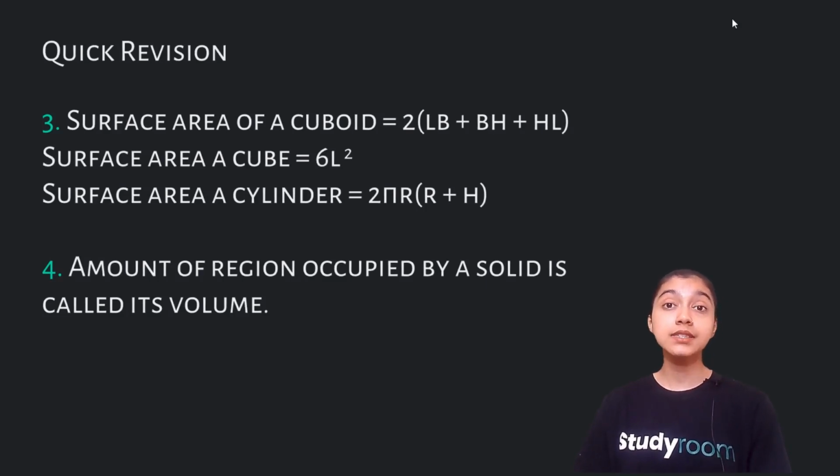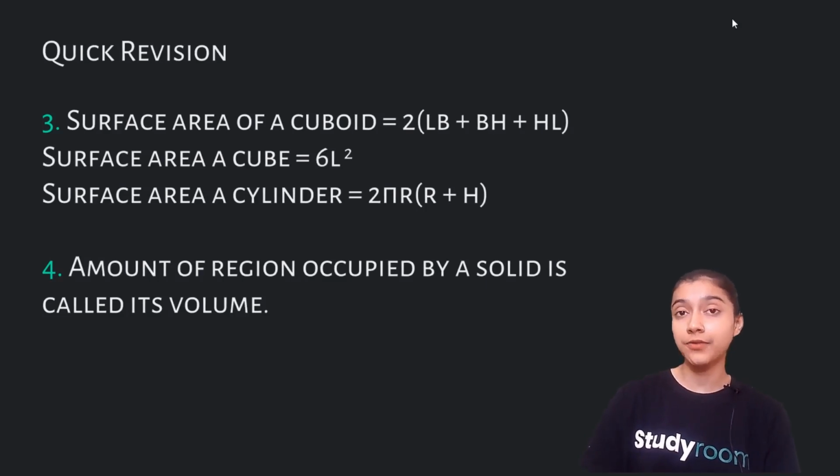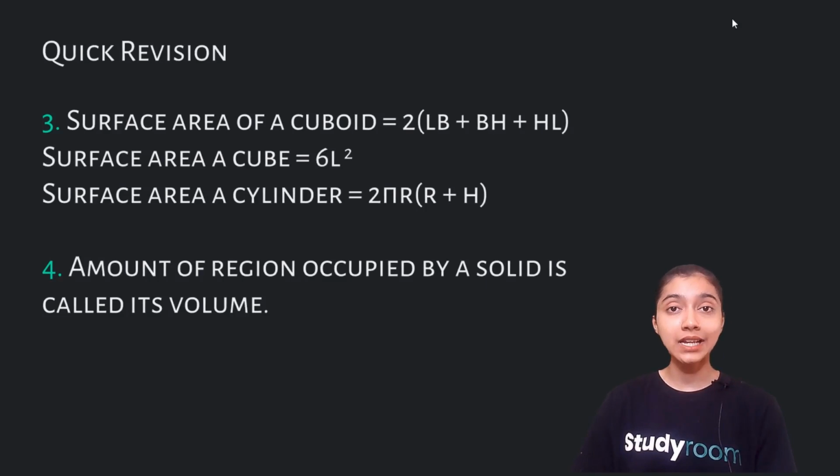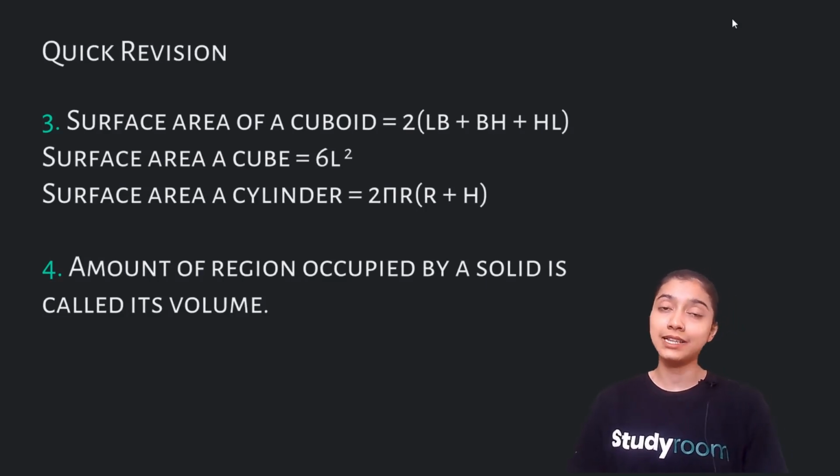Next, we discussed the surface area of a cube. In a cube, we have 6 identical square faces. So, if each edge of a cube is represented by L, then the area of one square face will be L square. The total surface area of the 6 faces will be equal to 6L square.